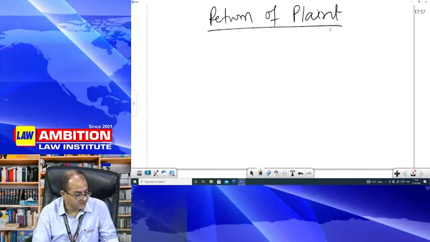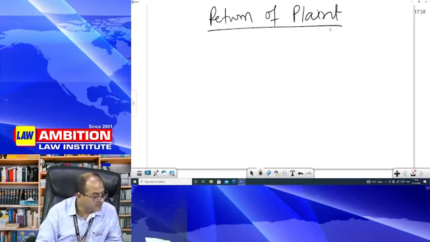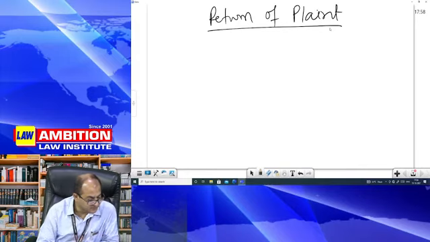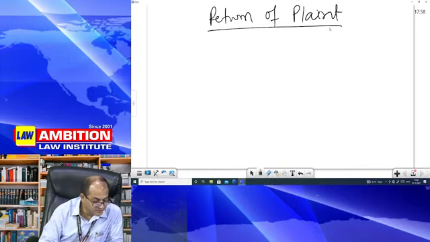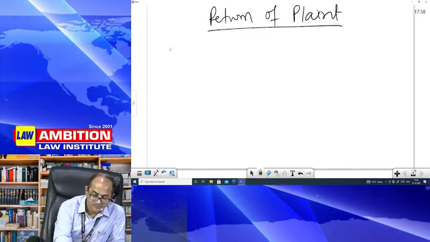On return of the plaint, in your CPC material, this is chapter 9 of the CPC material, plaint, Order 7, I have written return of plaint. Rule 10(1), subject to the provision of Rule 10A, the plaint shall at any stage of the suit. Now, at any stage of the suit, the plaint can be returned.